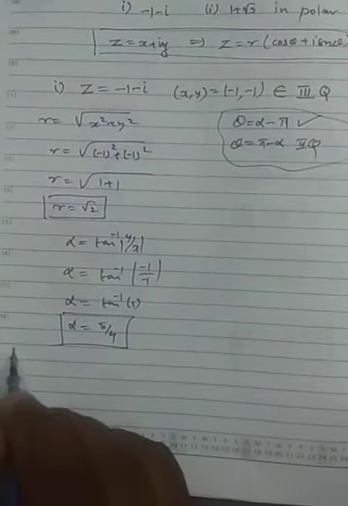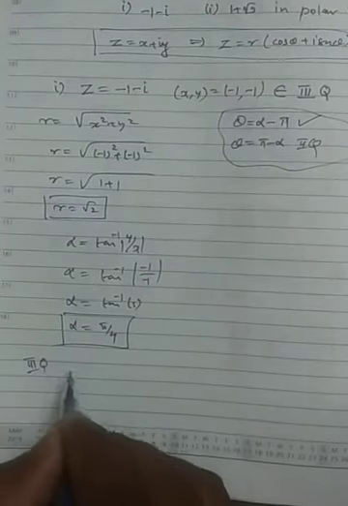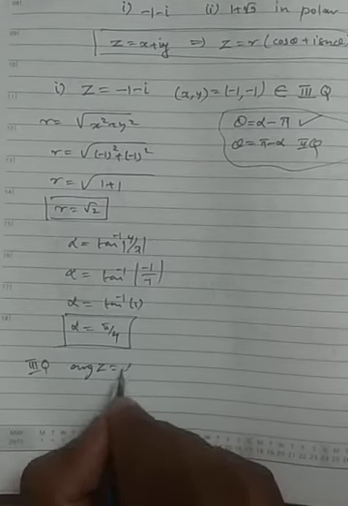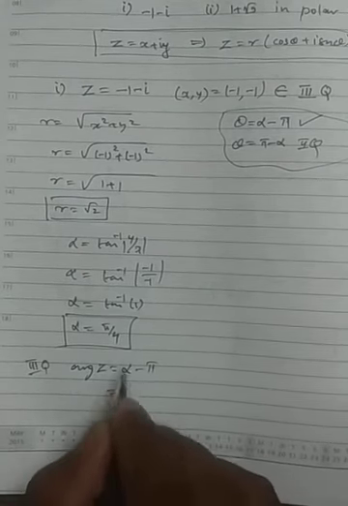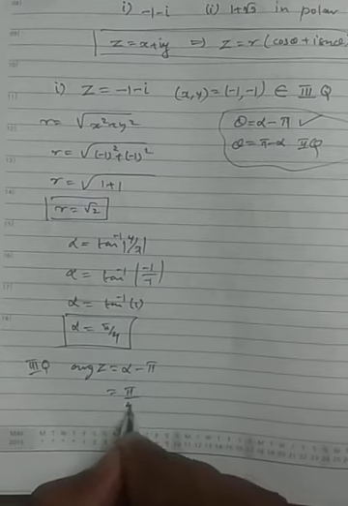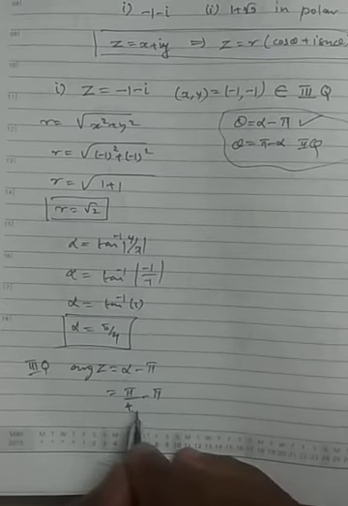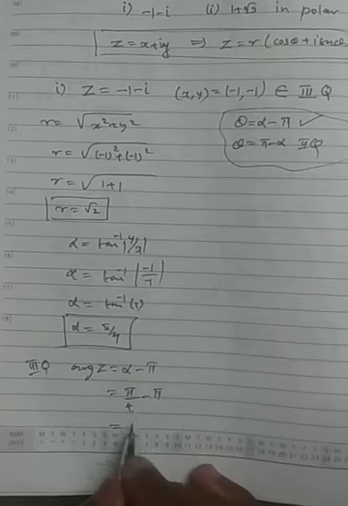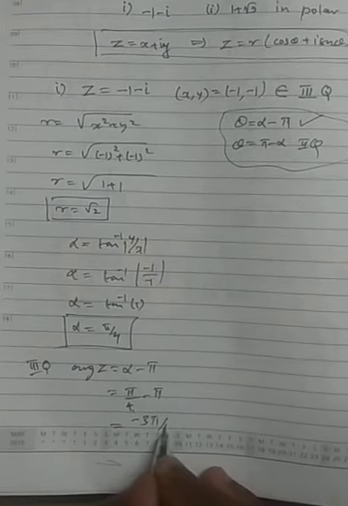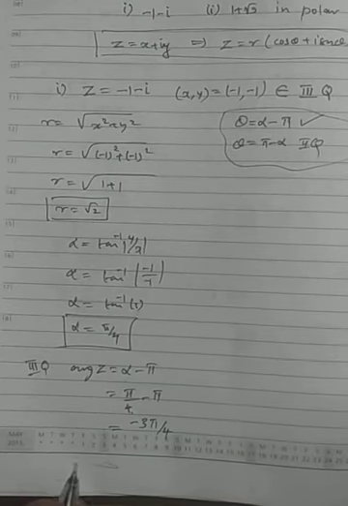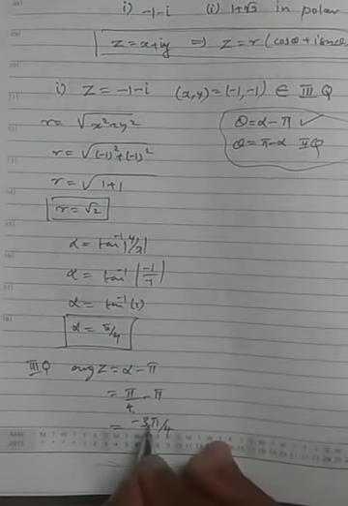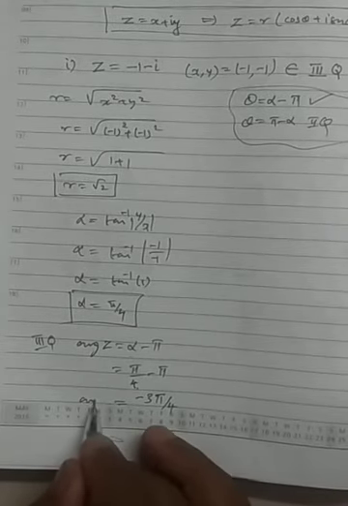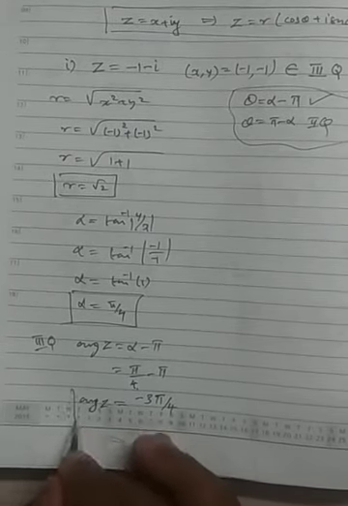Third quadrant. So the argument of z is alpha minus pi. Alpha minus pi means pi by 4 minus pi. Cross multiply, 4 into pi is 4 pi. Pi minus 4 pi is minus 3 pi by 4. That is the value of the argument. So minus 3 pi by 4 is the argument of z.